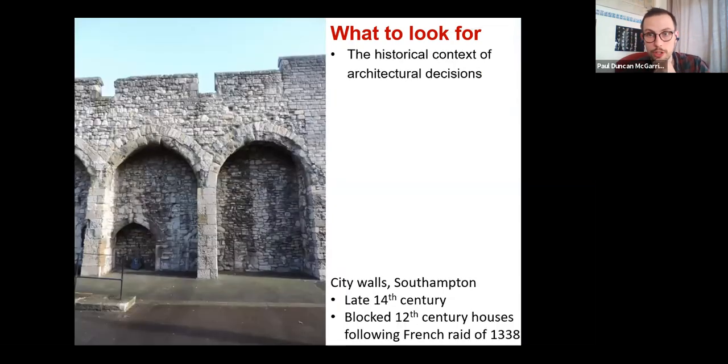You can also see historical context of architectural decisions. For example, here's another blocked doorway with a large arch or a parade of arches in front of it. And the reason for this was that that was an entranceway into someone's house, which was subsequently blocked up following a French raid of 1338, because it was decided that city walls were more important than people's personal freedoms to have a door.